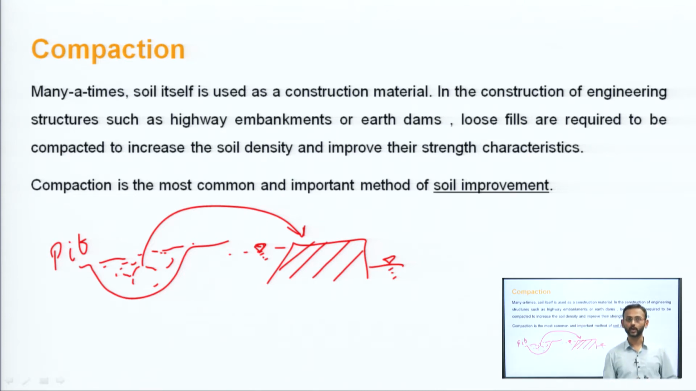So, the basic thing is why these loose fills are required to be compacted. It is to increase the soil density and to improve their strength characteristics. So, see here, the soil in this borrow pit was in a very loose state, it was not a compacted one, it was having very little strength. But when we compacted it into this embankment, it is very strong, its characteristics in terms of shear strength or bearing capacity will be much improved. So, compaction can also be said to be an important method of soil improvement.